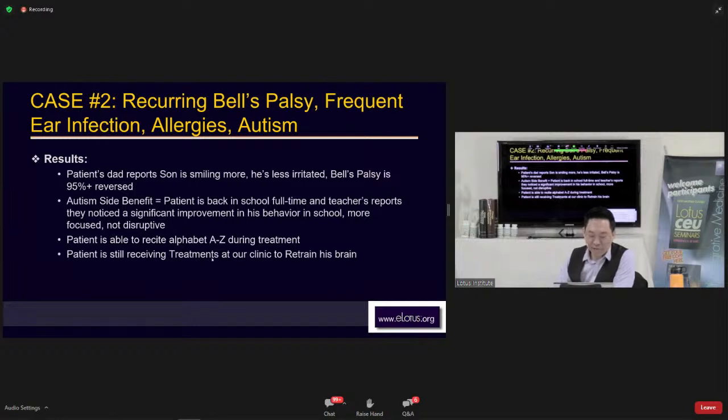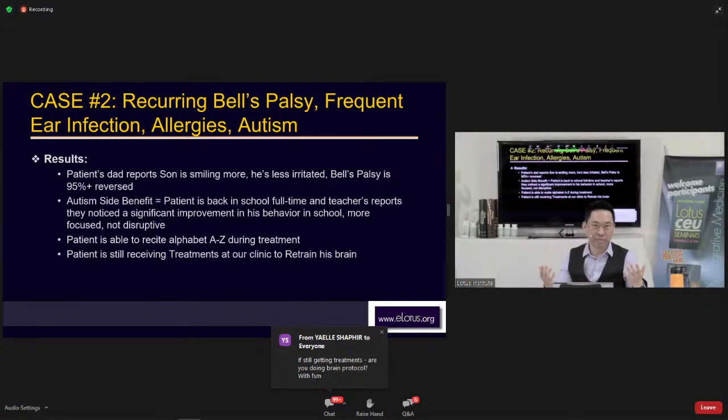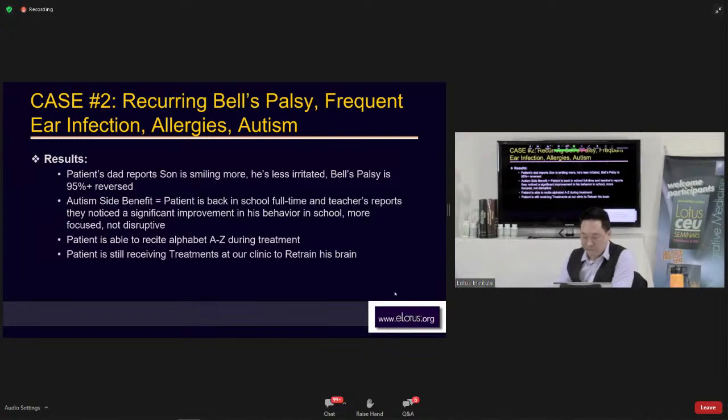Patient is still receiving treatments at our clinic, because what is our goal? Remember, what is our goal in our clinic? Our goal is to get the patient's body where it's self-healing, where it doesn't rely upon us anymore. That's our goal, right? And that's what the patients want too, the father wants too. So he's still coming in to make sure that these results are holding and sticking, right? And they are. Again, that was done by my associates.